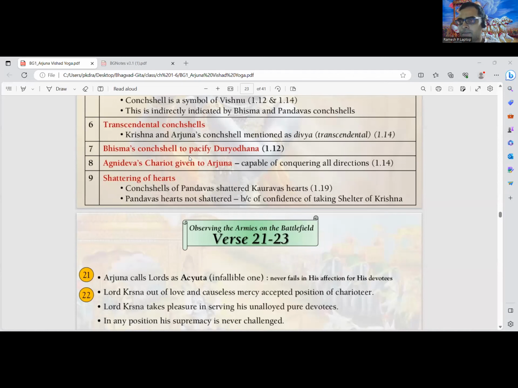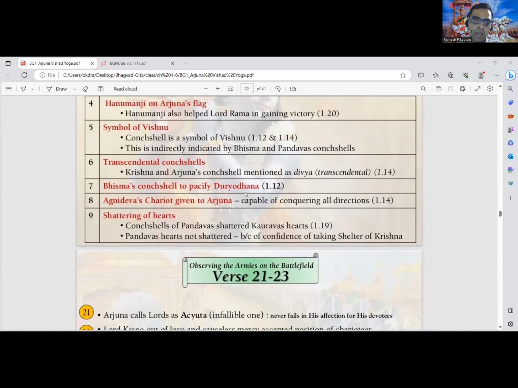But here Arjuna calls Krishna as Achyuta. The meaning is infallible one, which means one who never fails in his affection to his devotees. So do we know what the significance is here? Why is Lord Krishna called Achyuta here?